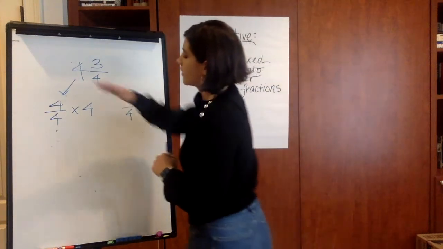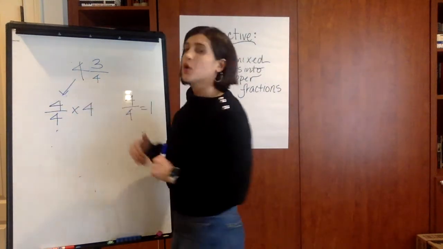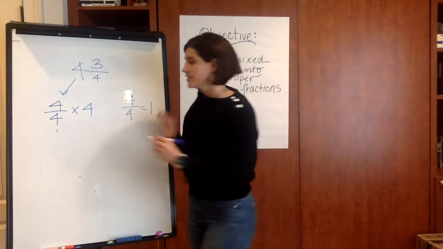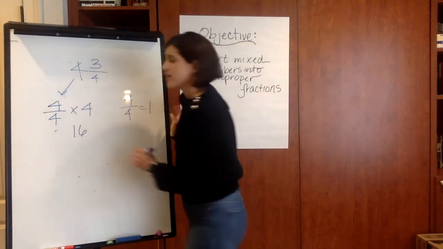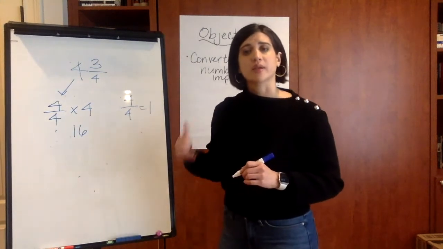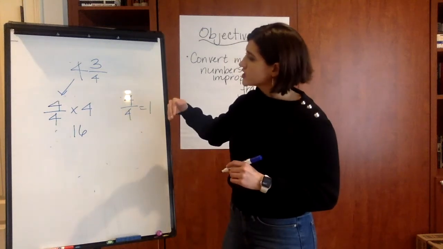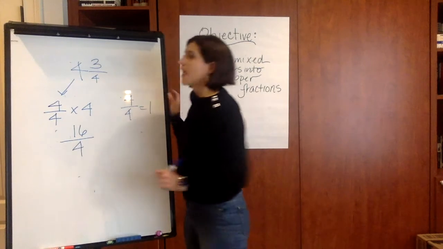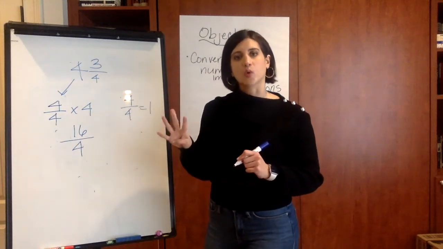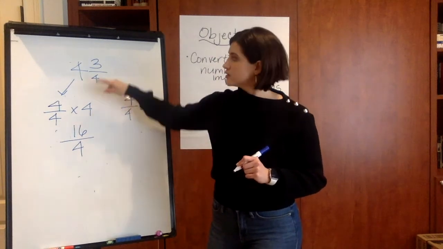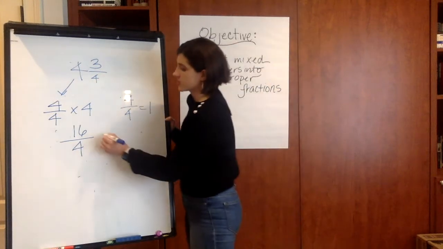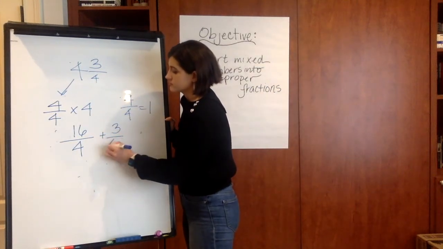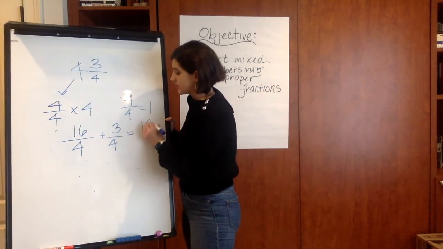So I multiply 4 times 4, which gives me a product of 16. And as we said, my denominator remains the same. So 4/4 times 4 gives me a product of 16 fourths. That represents my 4 wholes. So I combined it or added up with the 3/4 I already had. And my sum equals 19 fourths.